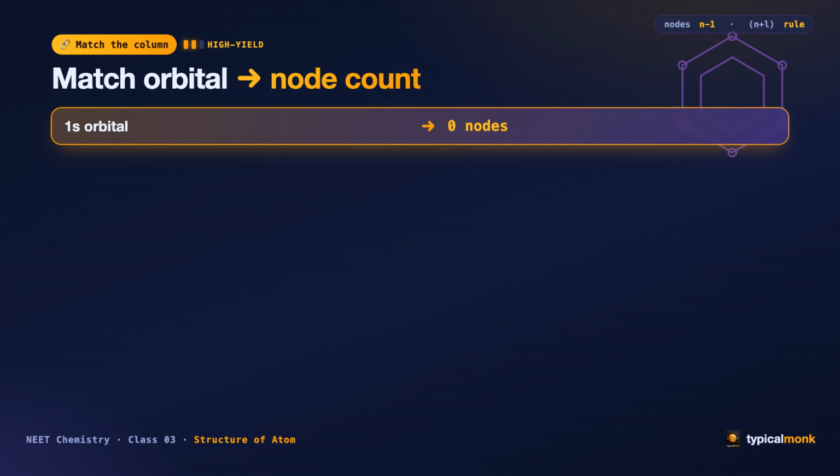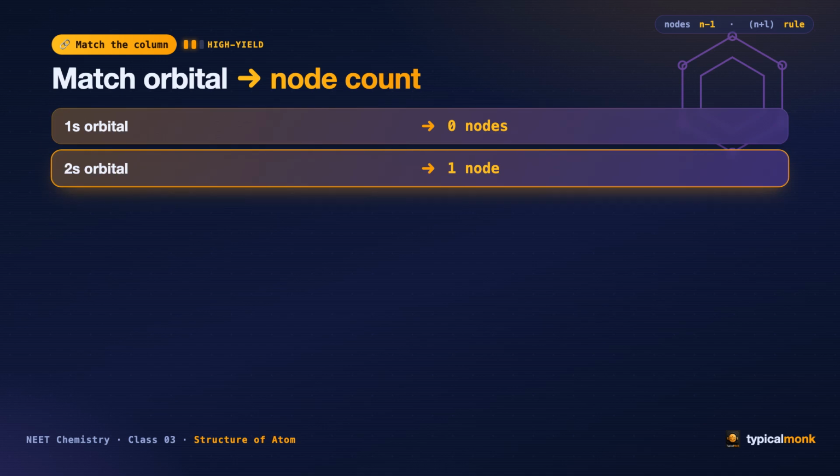Option D. A quick match now. Say each node count aloud before I reveal it, using total nodes equal n minus 1. The 1s orbital, n is 1, so n minus 1 is 0. 0 nodes, the smoothest orbital that is.